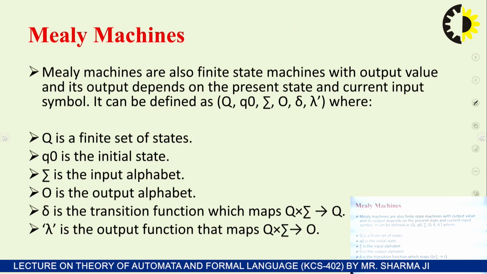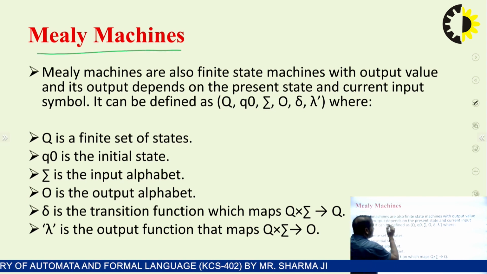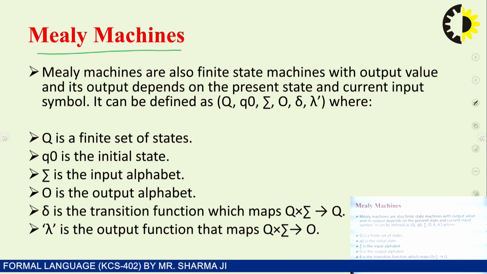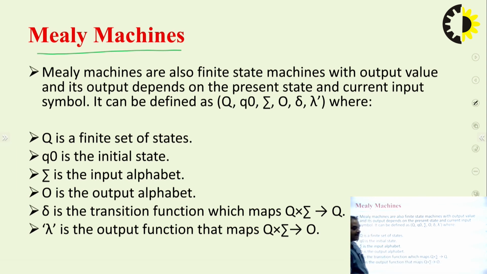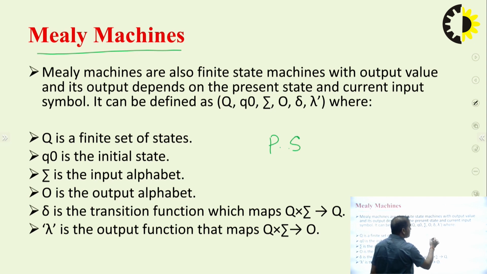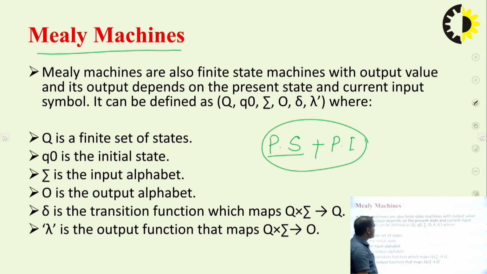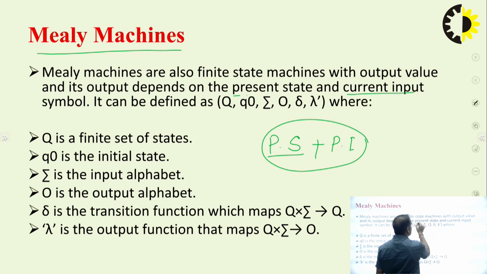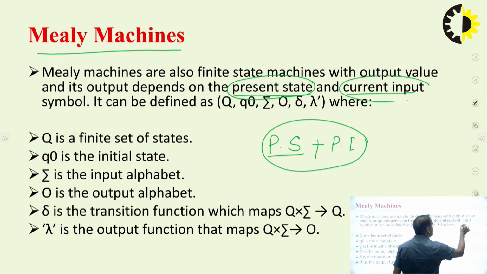Now the next topic is Mealy machine. Mealy machine is a machine whose output depends on both the present state and the input. That means the output depends upon present state plus present input. Then the machine is called a Mealy machine. Mealy machines are also finite state machines with output value, and its output depends on the present state and current input. These are the two parameters on which the output function depends. The first parameter is the present state and the second parameter is the current input.